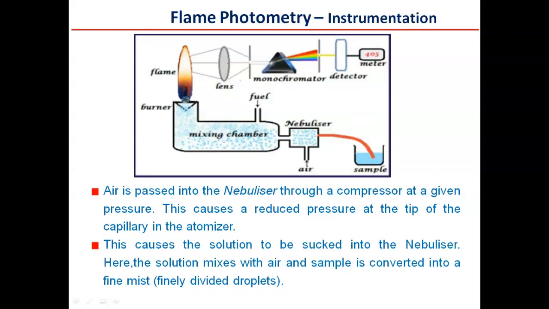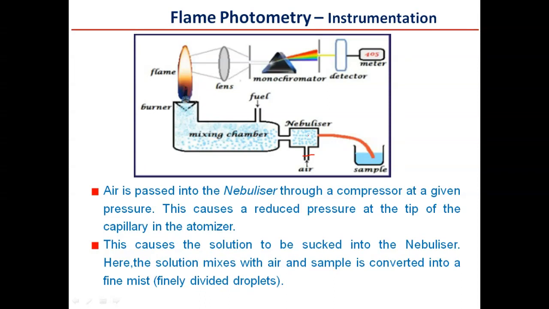The radiations are passed through the lens, and then the monochromator, and the outlet of this monochromator is passed into the filter, and then comes into the detector and the meter. So we'll see it one by one. Air is passed here into the nebulizer through a compressor at a given pressure.